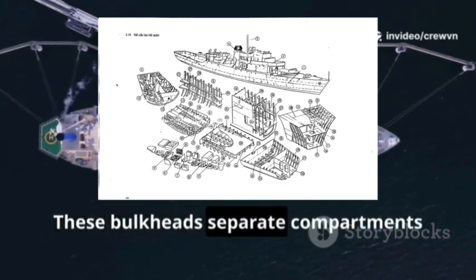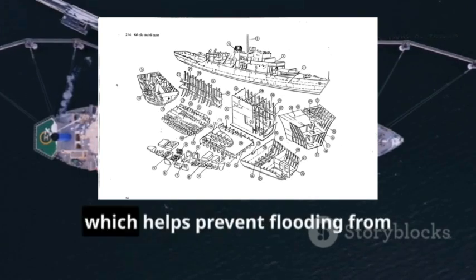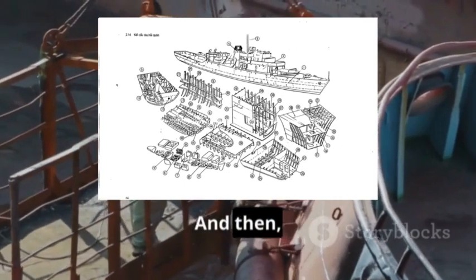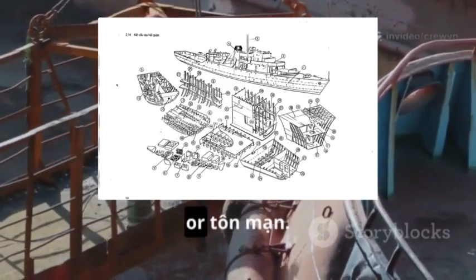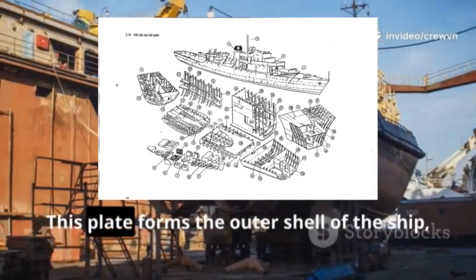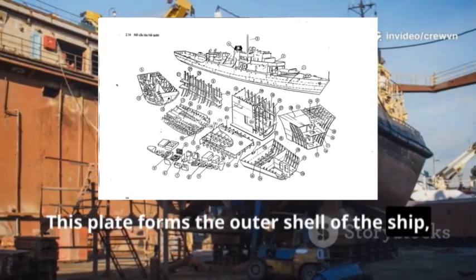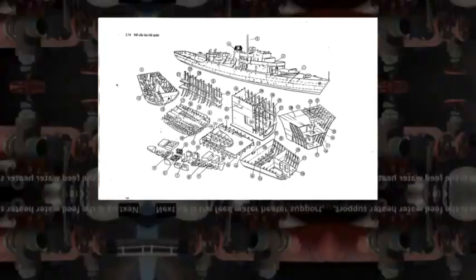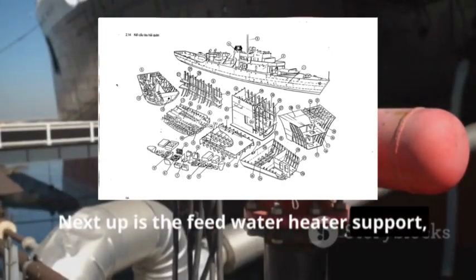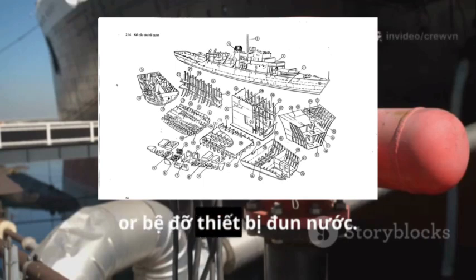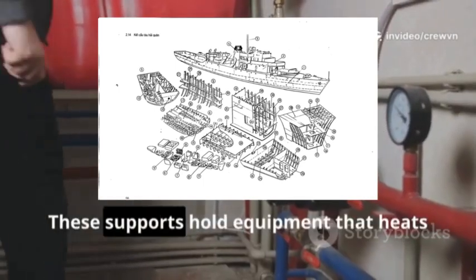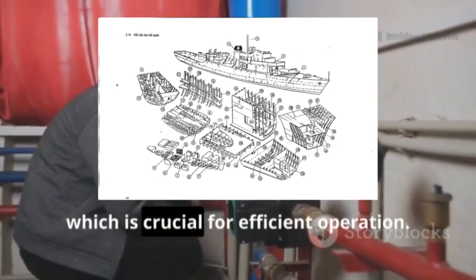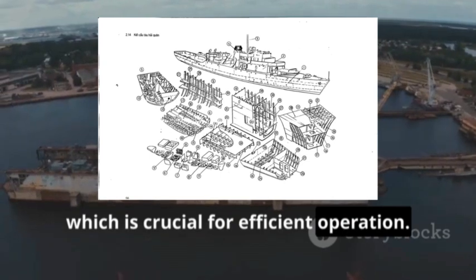These bulkheads separate compartments within the ship, which helps prevent flooding from spreading if there's a breach. And then we have the shell plate, or ton man. This plate forms the outer shell of the ship, providing protection and structure to the entire vessel. Next up is the feed water heater support, or bi jo thiet bi jun nuok. These supports hold equipment that heats water for the ship's engine, which is crucial for efficient operation.